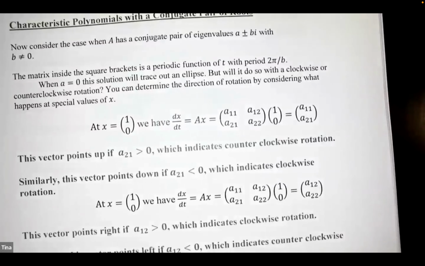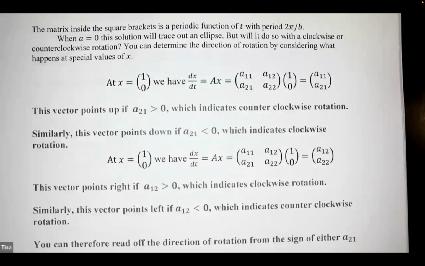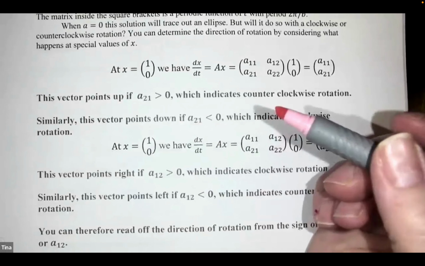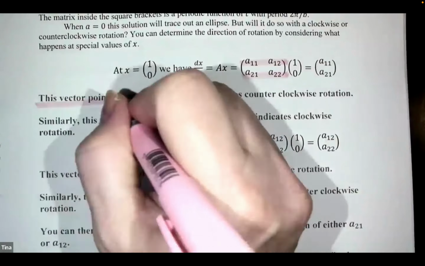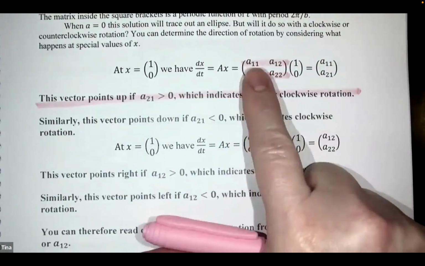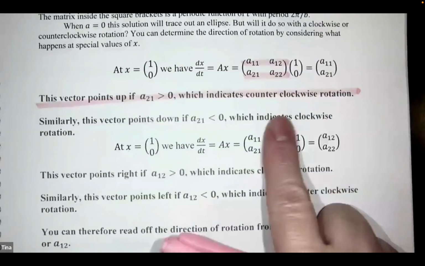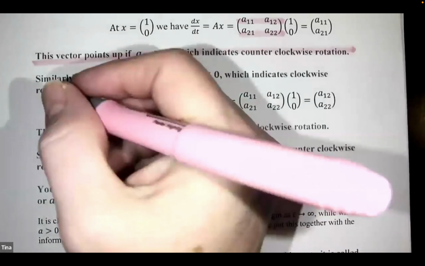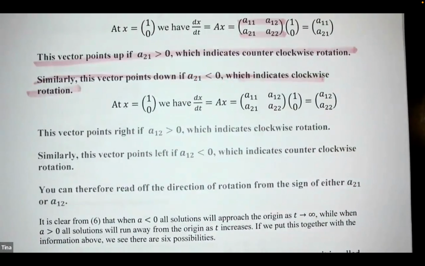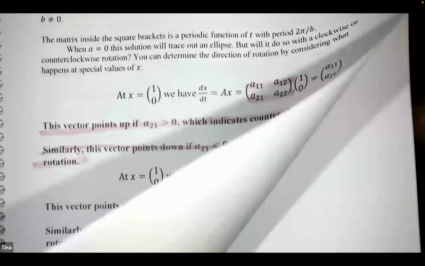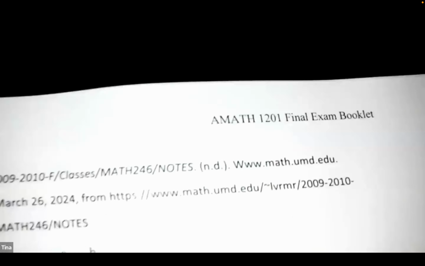And so if it's going to be complex, then basically the vector is going to point, if we look at this A matrix, if we have this A21, the bottom left, if it's positive, it's going to go counterclockwise. If A21 is negative, it's going to go clockwise rotation. Okay, so you can read through that, but I'll show it to you here.